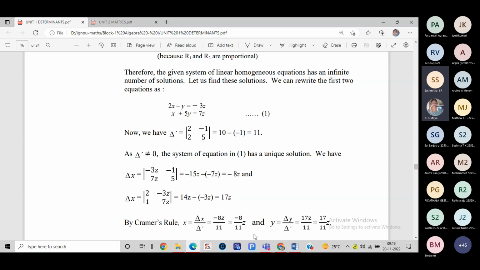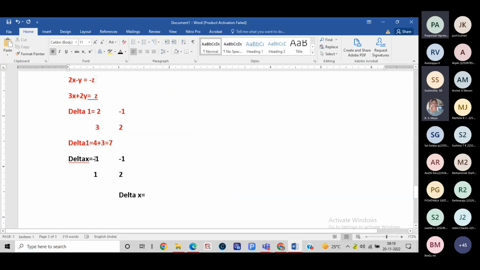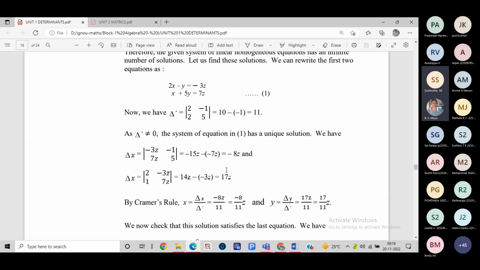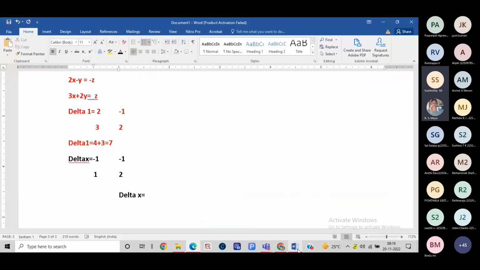In this column my answer is -1. Yes, ma'am. This column 1. I am taking delta x. See, this is minus 3, I am writing minus 3, and this is 7, I am writing this one. Any doubt? No, ma'am. Clear, right? See, what I am writing is correct, right? -1 in place of x.